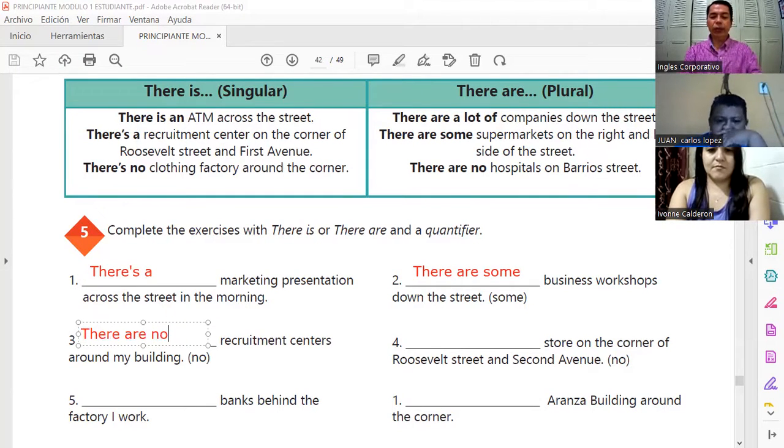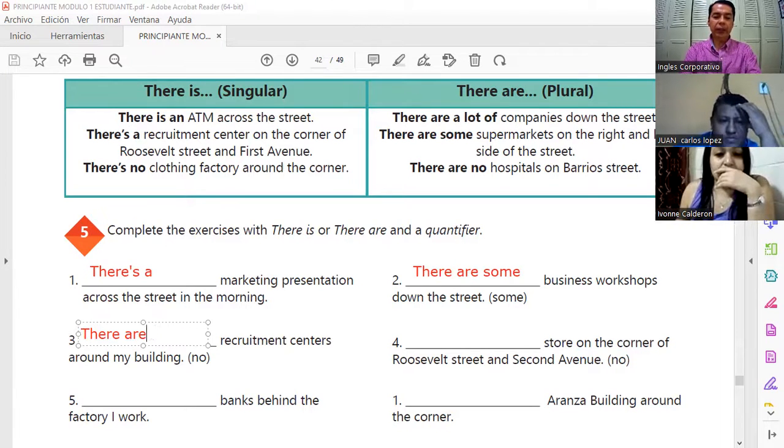Remember, this is an option. In negative, there aren't. There aren't any recruitment centers. Two options, right? There are no recruitment centers, or there aren't any recruitment centers, right? Number four, please.